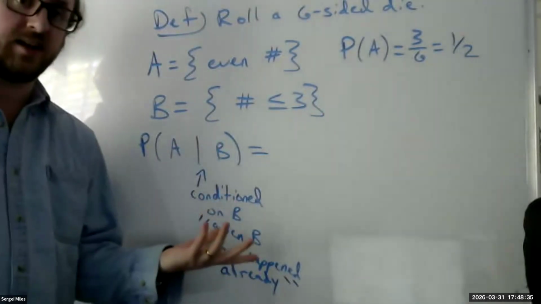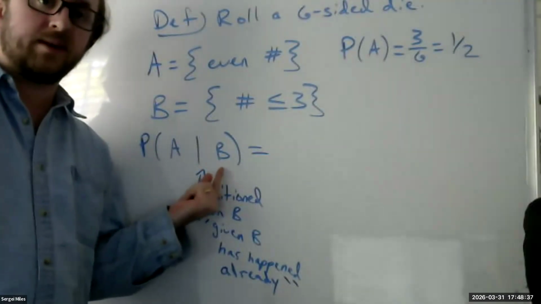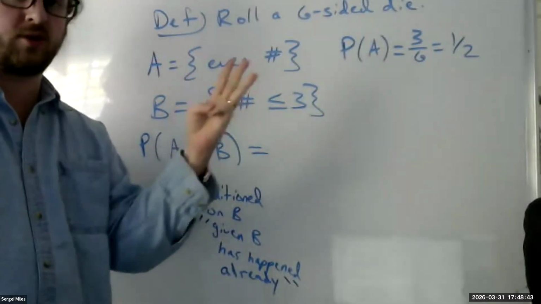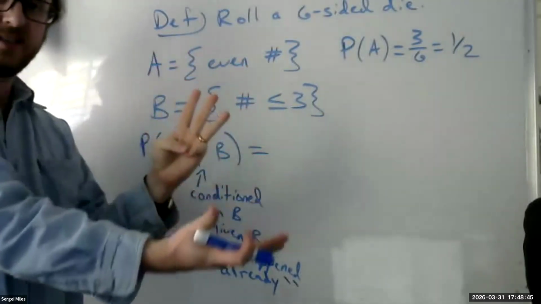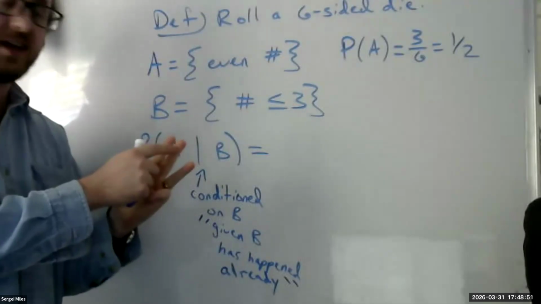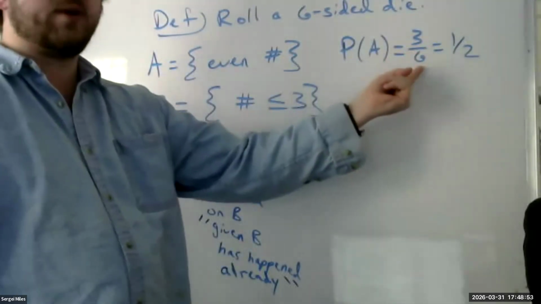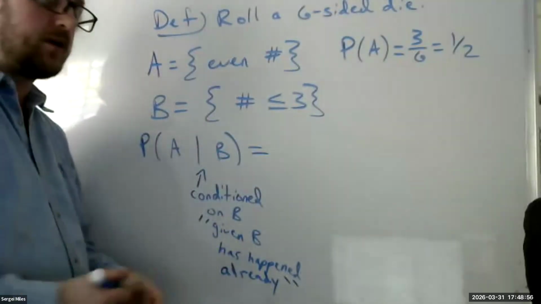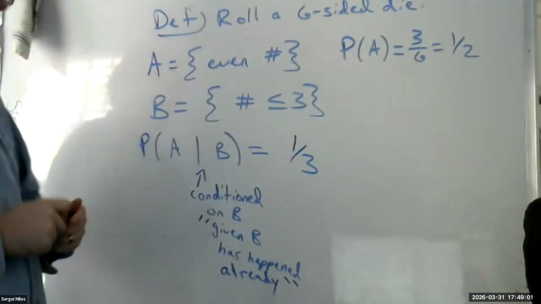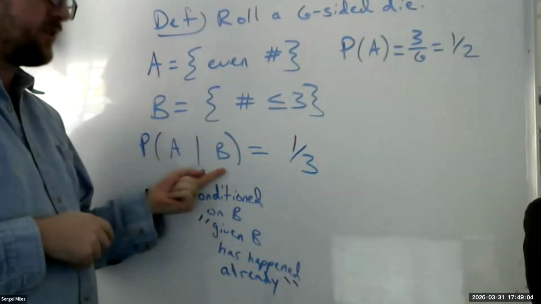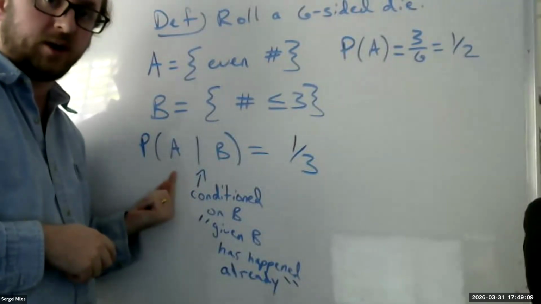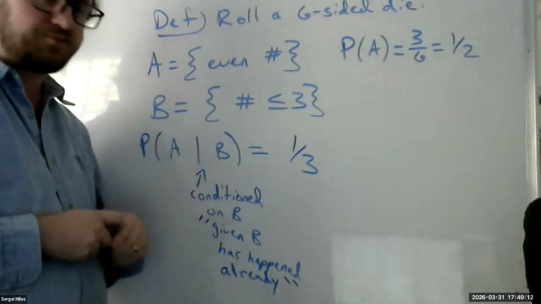In which case, I've changed things. If B has already happened, this means now the possible outcomes are 1, 2, or 3. Well, in that possible future, if I only have 1, 2, or 3, only one of those numbers is actually even. So now instead of having a 3 out of 6 chance to get an even number, now I only have a 1 out of 3 chance to get an even number. Because we have given information or conditioned information first, this changes the outcome of the thing we're trying to find. This is the idea of conditional information.